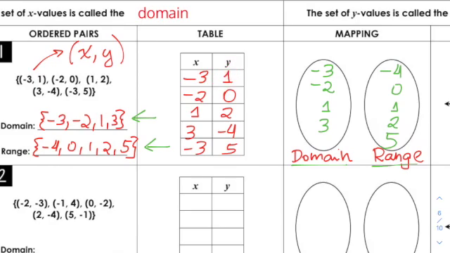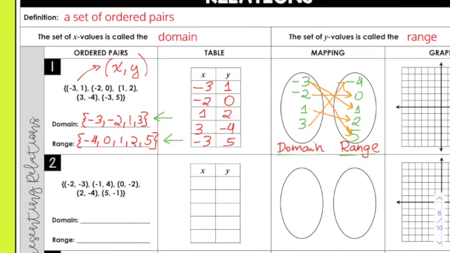Negative 3 is related to 1. So let's draw an arrow from negative 3 to 1. Negative 2 is related to 0. So we draw an arrow from negative 2 to 0. 1 is related to 2. So we draw an arrow from 1 to 2. 3 is related to negative 4. And we have negative 3 related to 5, but we already had negative 3 over here. That's okay. You can draw another arrow, leaving negative 3 and moving all the way to 5.